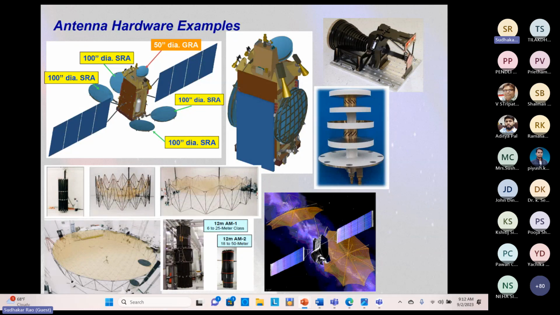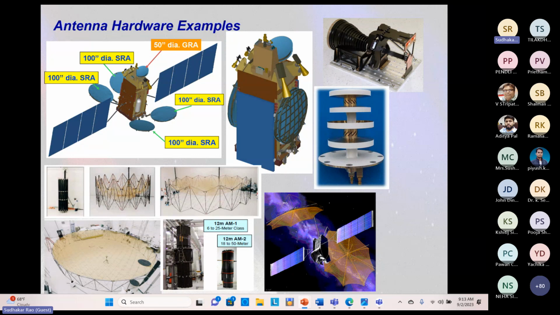Then before launch, you see in the middle how the satellite is put into a small area, typically a 4-meter fairing, so that you can put it in the launch vehicle and launch the satellite. Once in orbit, the reflectors are deployed into the proper shape through actuators, and then solar panels are deployed, and then the antenna starts working. You can see some of the horns on the right side.